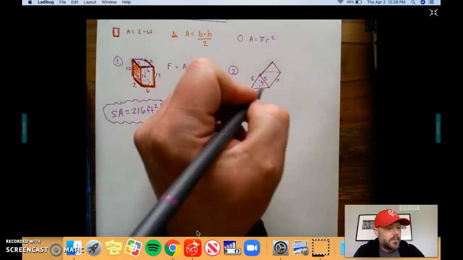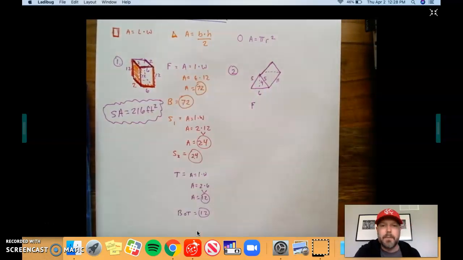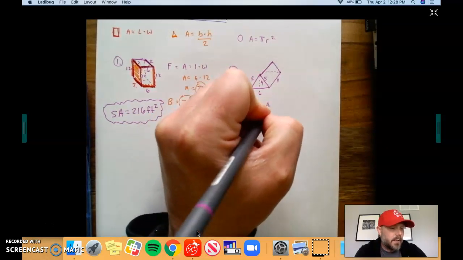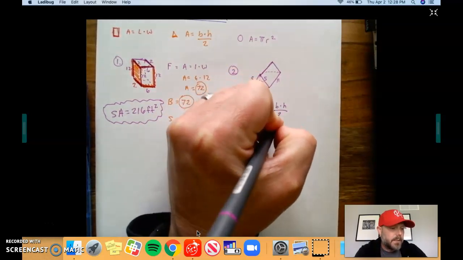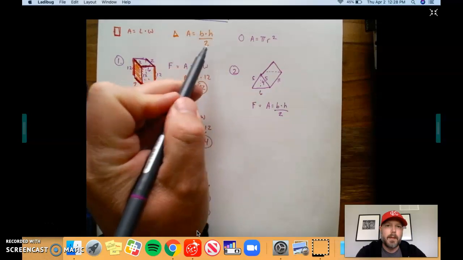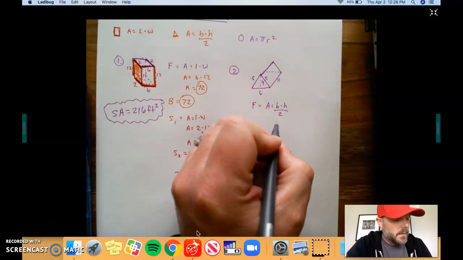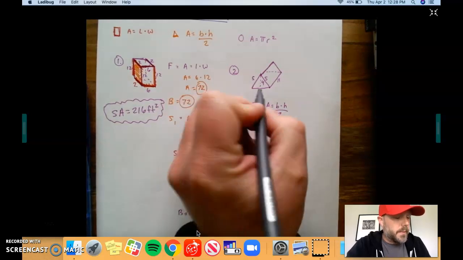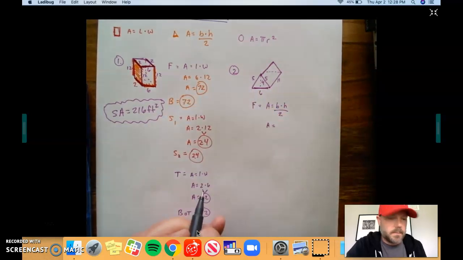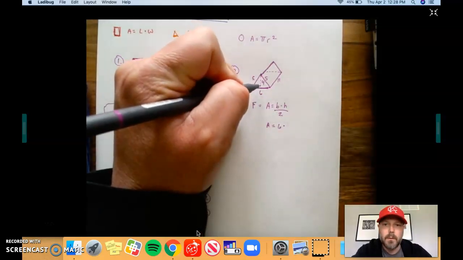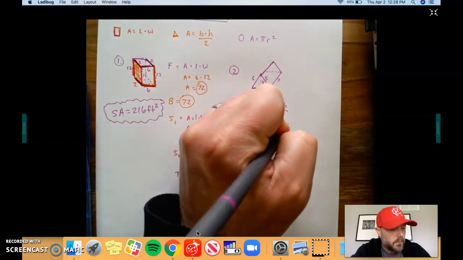Okay? So let's start with the front. The shape of the front is a triangle. So I'm going to use area equals base times height divided by 2, because if you remember, that is the formula for area of a triangle. All right, so let's plug in those numbers. Area equals base is 6 times the height of the triangle is 4.